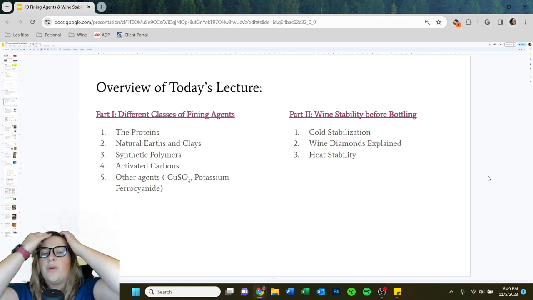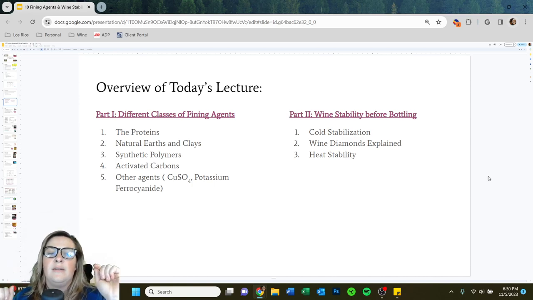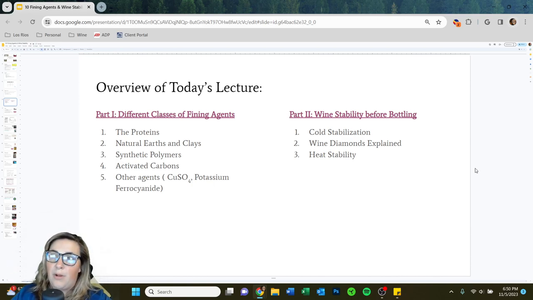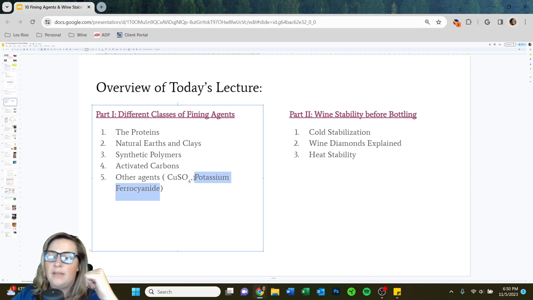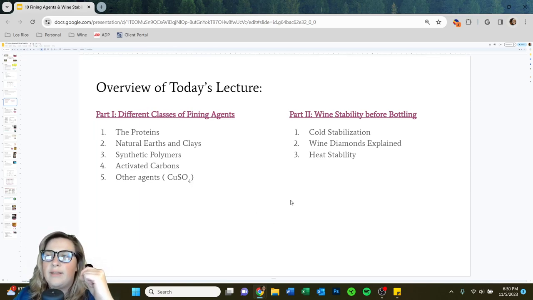So we're going to have two parts to tonight's discussion. The first part is different classes of finding agents. So we're going to talk about the proteins, natural earths and clays, synthetic polymers, activated carbons, and other agents. We're not going to talk about potassium ferrocyanide, so you don't have to worry about that. And then part two will be wine stability before bottling. So we're going to talk about cold stabilization, what wine diamonds are, and heat stability. So that's kind of the overview of what's going on.